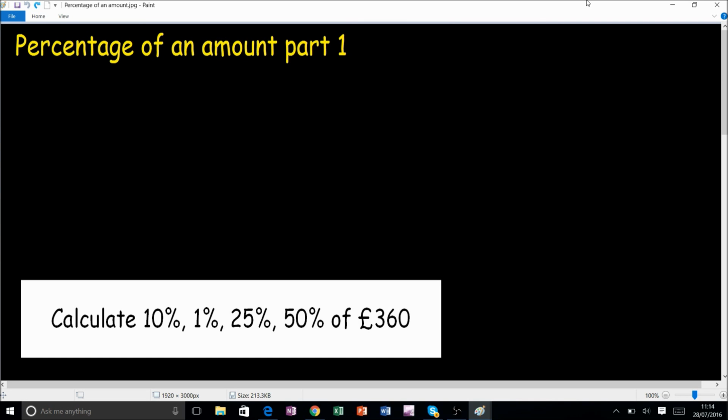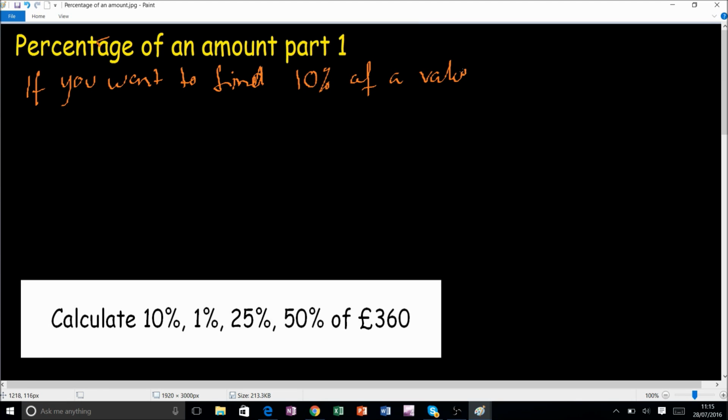So we need to make some keynotes. First things first, we need to find the certain percentage of values. For example, if you want to find 10% of a value, you divide by 10. Now that doesn't work with 20%. If you want to find 20% of a value, you don't divide it by 10. It's not going to work. It only works with 10%.